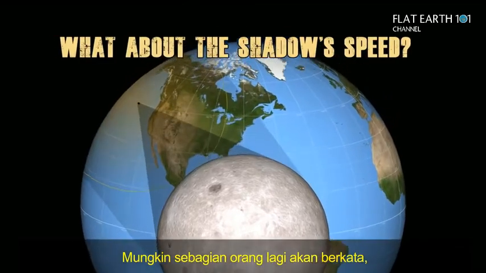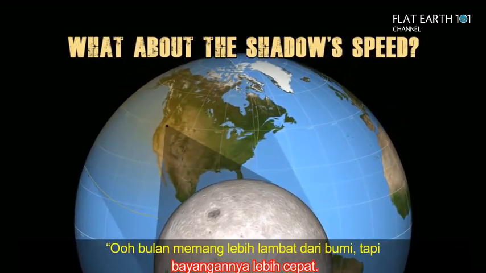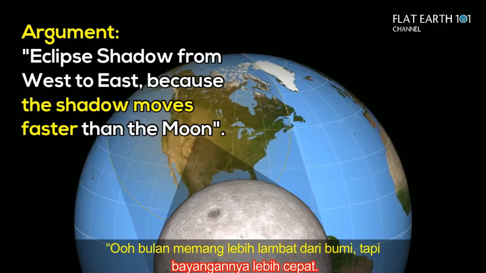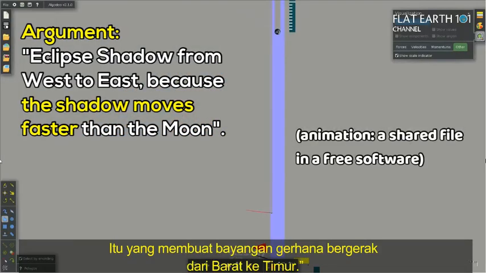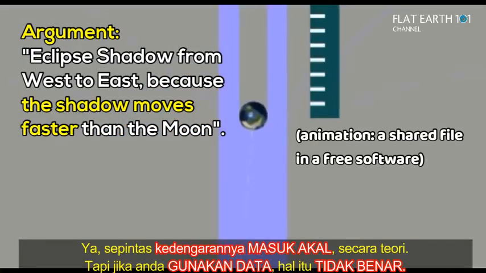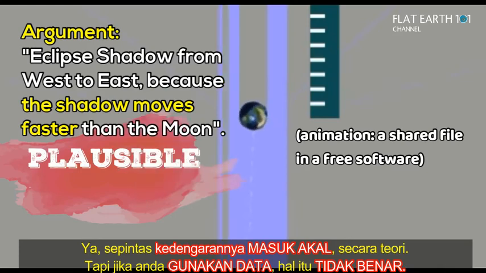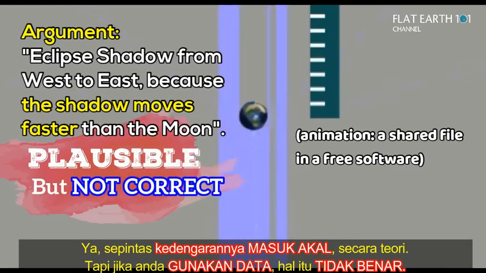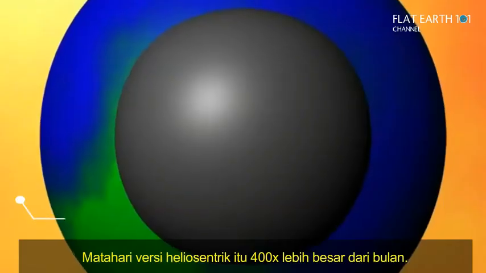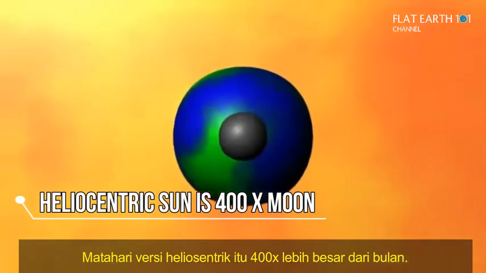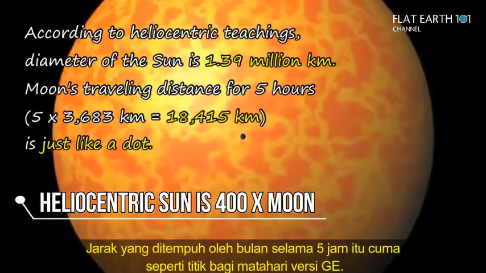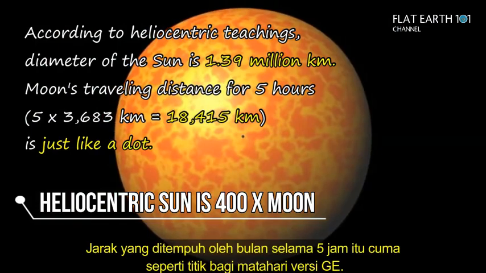Perhaps other people would say, oh, the Moon is slower than the Earth, but the shadow moves faster. That makes the shadow move from west to east. Well, this sounds plausible in theory, but if you put in the data, it's not correct. The Sun is 400 times bigger than the Moon. The Moon's traveling distance for 5 hours is just like a dot to the heliocentric Sun.